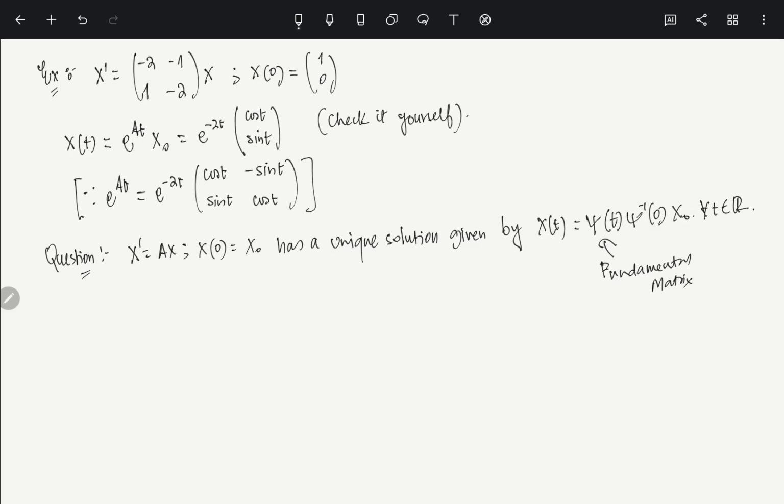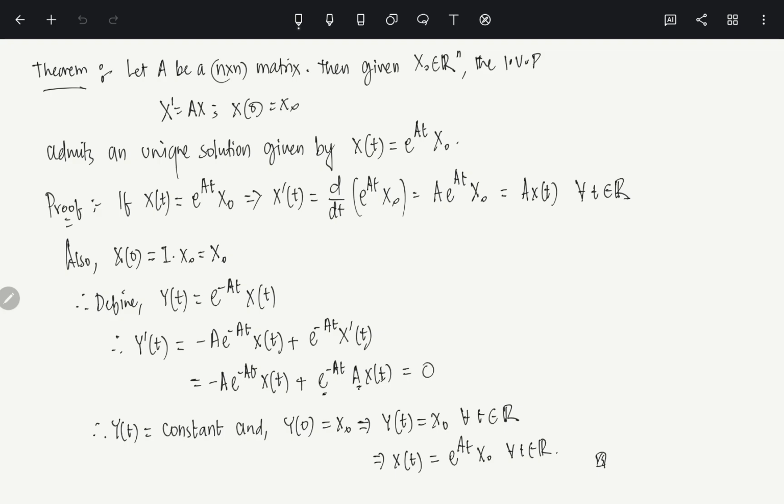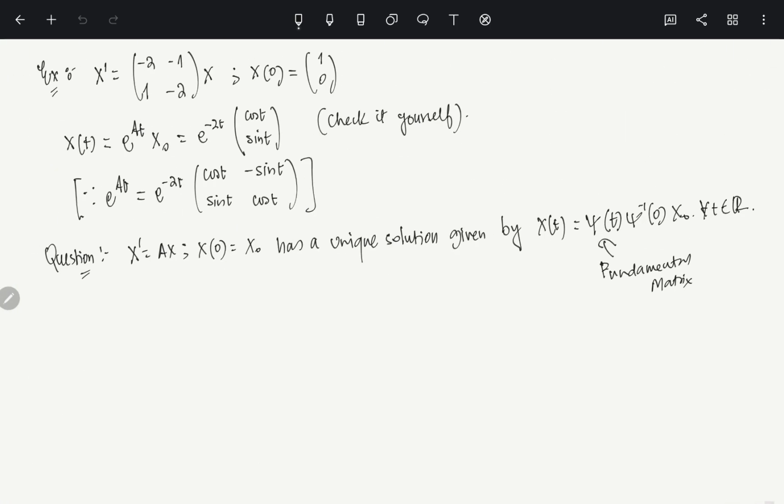Now, but again this theorem says that x prime equals Ax, x(0) equals x naught, has this unique solution e power At times x naught. Okay, so is there a relation of the fundamental matrix phi with the exponential of A?